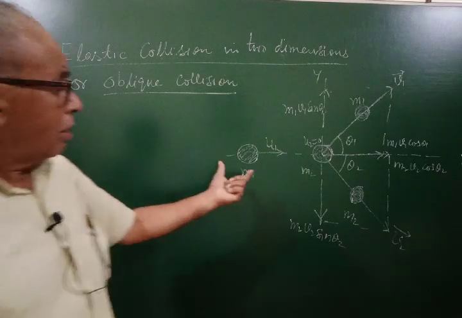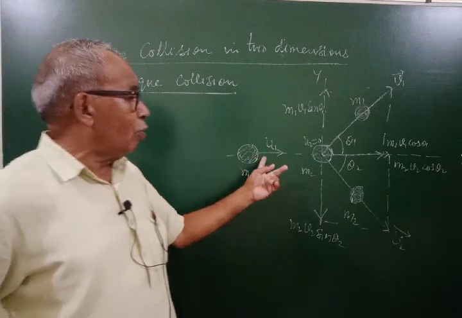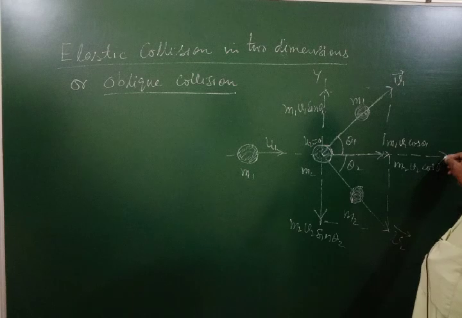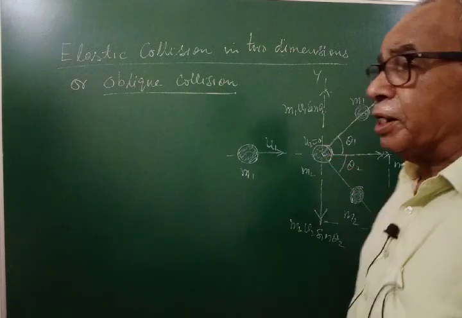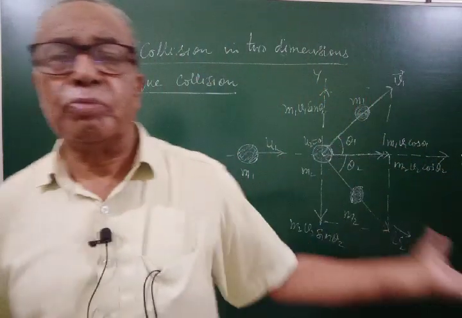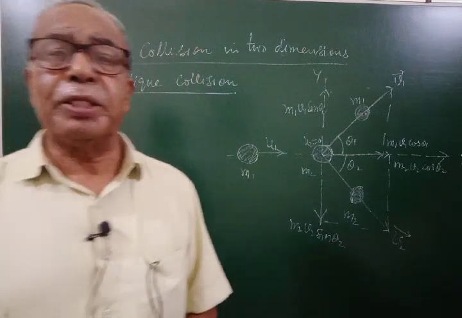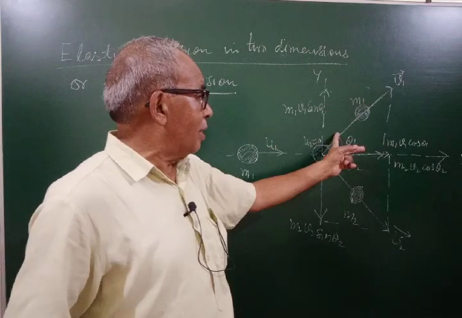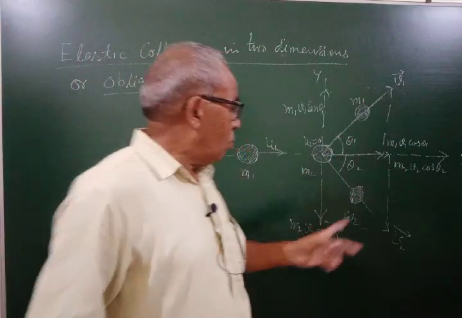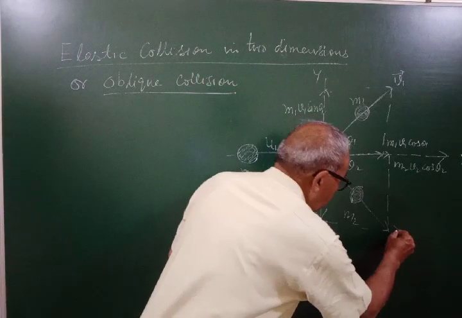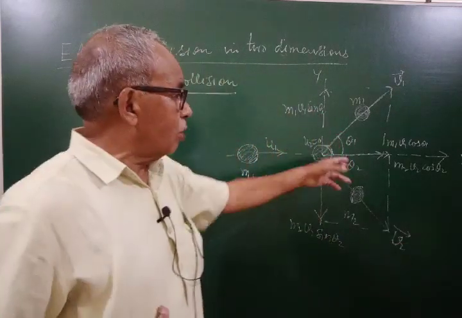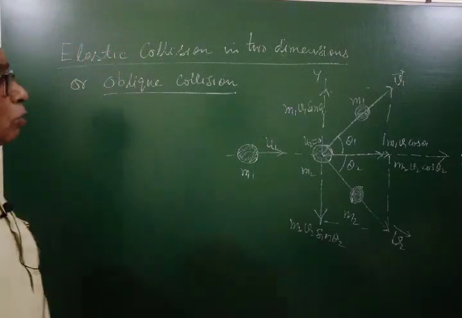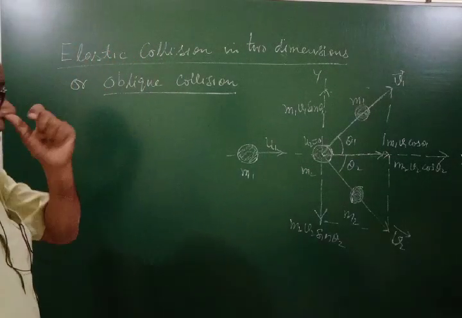Simply, you understand this: mass m1 moving with velocity u1, suppose in the x direction, collides with another body of mass m2 which is at rest at the origin. You can assume where the body was placed, that was taken as origin. And after collision, mass m1 moves with velocity v1 making theta 1 with the initial direction, while mass m2 moves with velocity v2 making angle theta 2 with the initial direction. And this collision is supposed to be perfectly elastic.